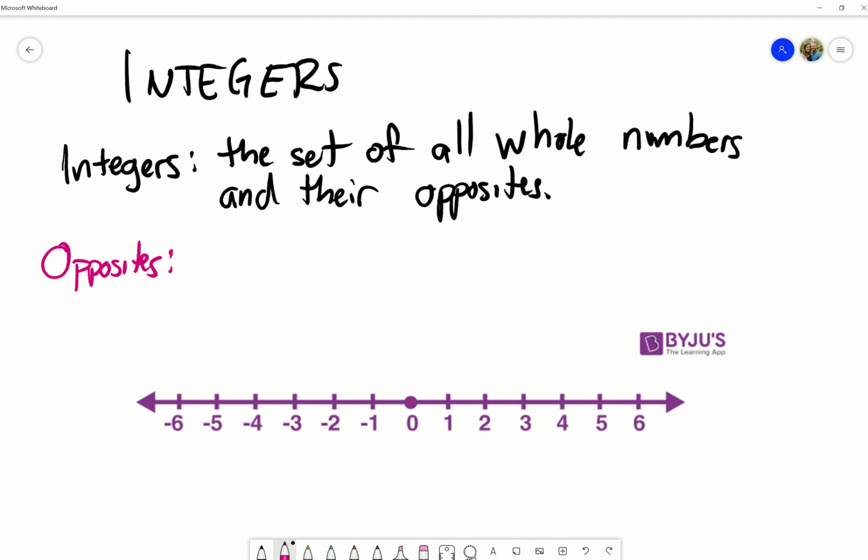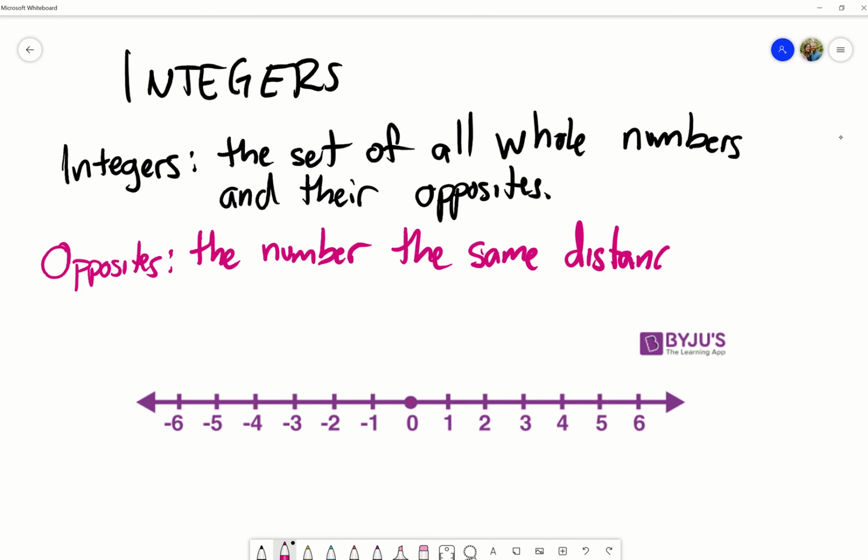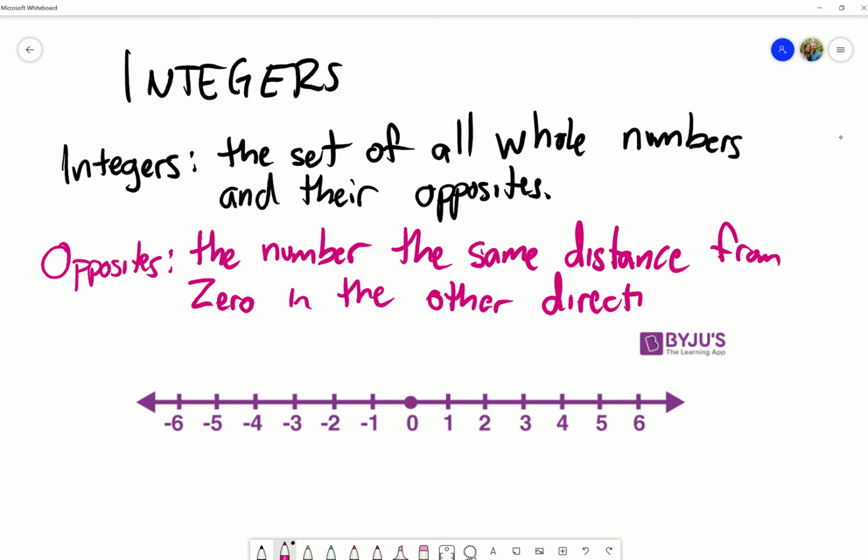Opposites when it comes to values are the number the same distance from 0 in the other direction. So an opposite of a number is a number that is the same distance away from 0. So looking at our number line here, it's the same distance away from 0, but in the other direction.